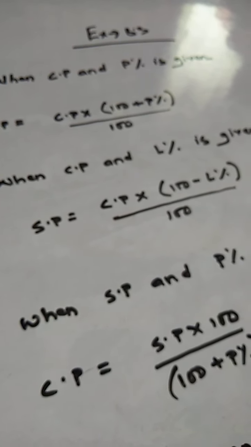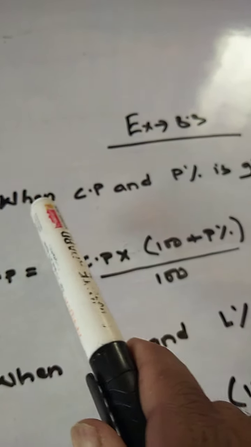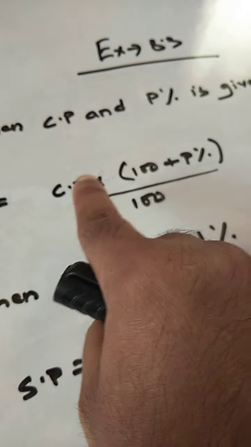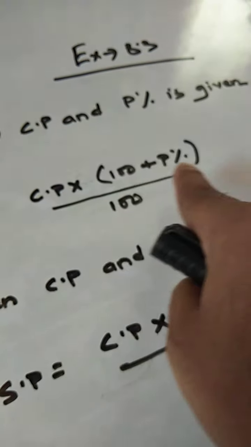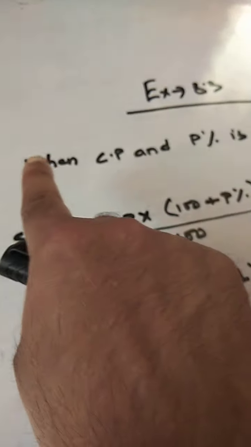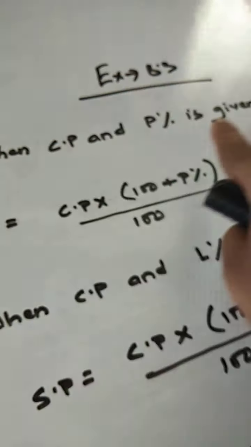Let's start. The first criteria is when in the question, CP and profit percent is given. Suppose a cost price and a profit percent is given, and you are supposed to find out the SP. Now in this case, what is the formula? CP into, inside the bracket, 100 plus profit percent by 100. This is the formula, if CP and profit percent is given, and you have to find out SP, students.